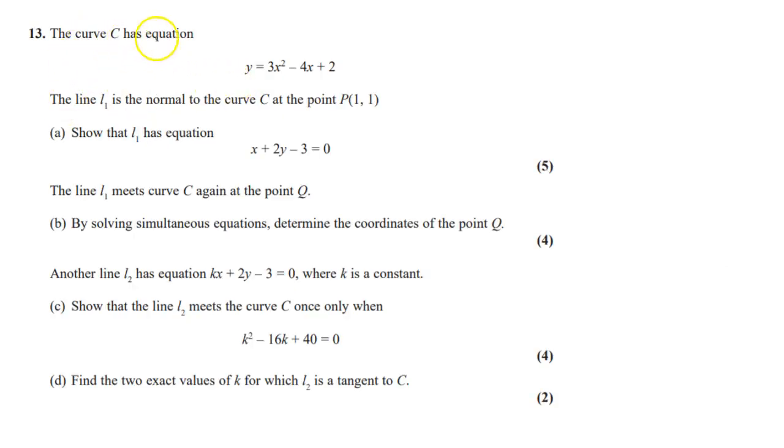Question number 13. The curve C has equation this. Line L1 is a normal to the curve. So let's say this is a curve and this is the point P (1, 1). We have a tangent here and then we have a normal. This is the normal. So this is L1, a normal to the curve at (1, 1). Show that. Now we have to find the equation of this one.